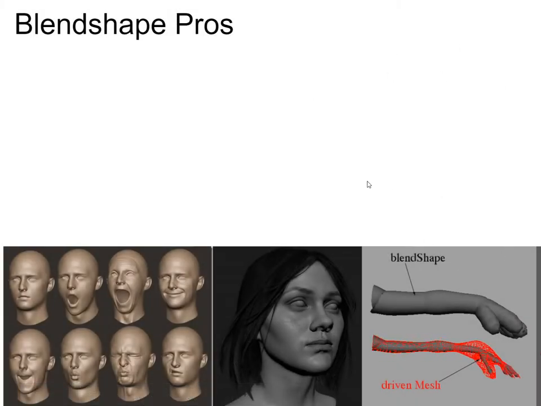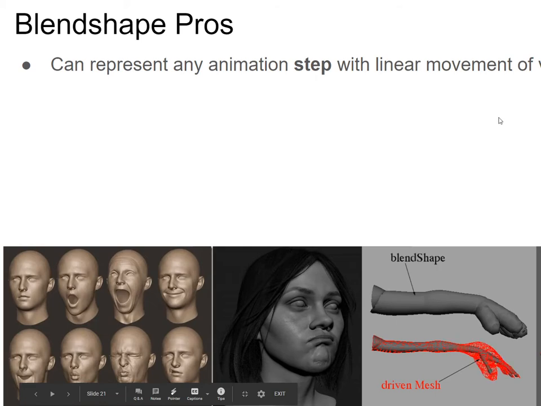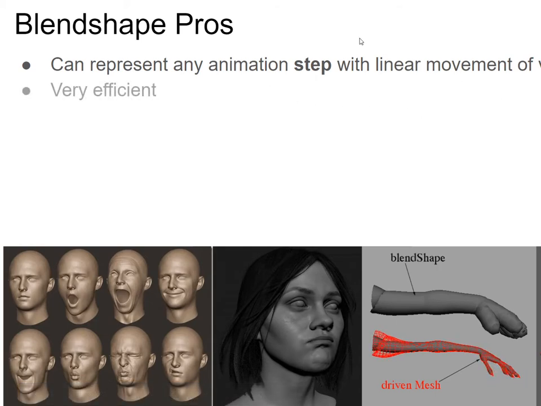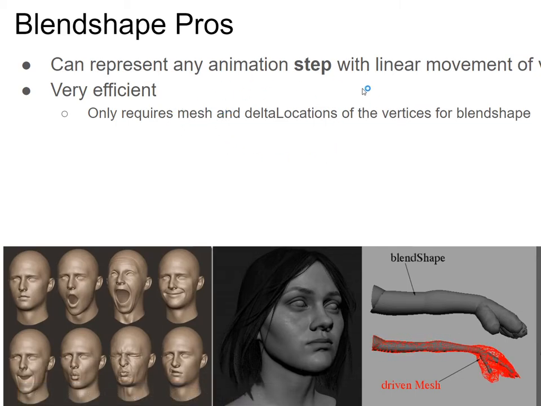So, some pros of blend shapes: we can represent pretty much any animation step, so a single step of the animation with some linear movement of vertices. This is pretty efficient because you can save essentially a matrix of transforms. You only need really the mesh and delta locations for each vertex that is being used for this blend shape.